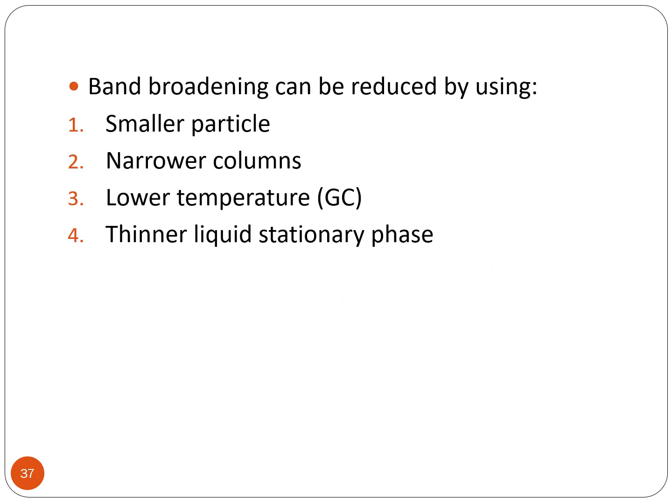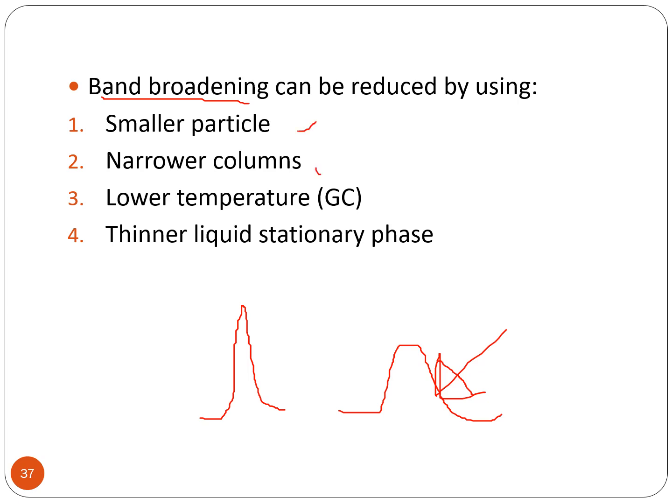Okay, so how about the band broadening? Okay, band broadening ni bila peak kita dia jadi broad macam ni. Okay, so bila peak kita broad dia akan affect the efficiency. Okay, why it affect the efficiency? Sebabnya okay, the broader the band, the smaller the number of component that can be separated. So this will cause the decrease in efficiency. Okay, so these are the factor that can reduce the band broadening.